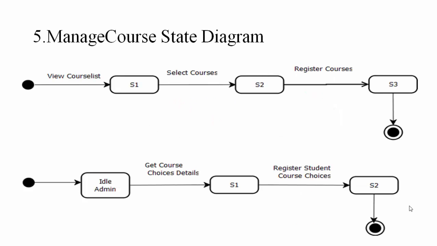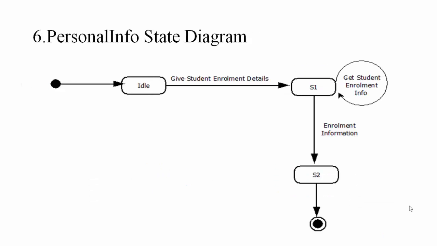Fifth is the manage course state diagram. This state diagram has two views. First is the student view and second is the admin view. First, the student will log into the system, view the course list, select the courses according to their preferences for the semester, and then register the courses. In the admin view, the courses registered by the students will be retrieved by the admin, who will in turn save them into the database.